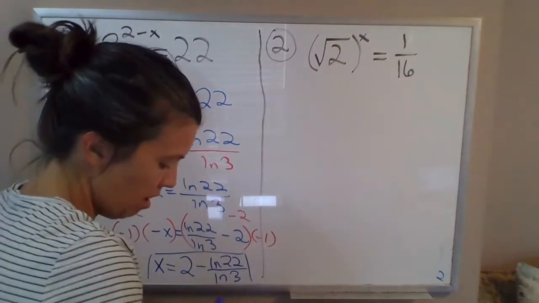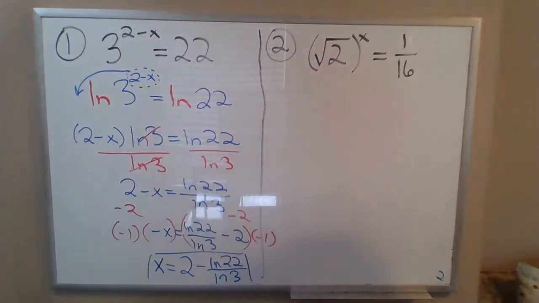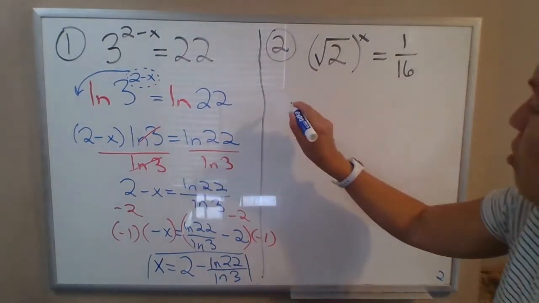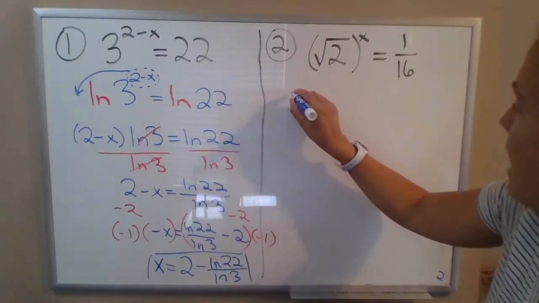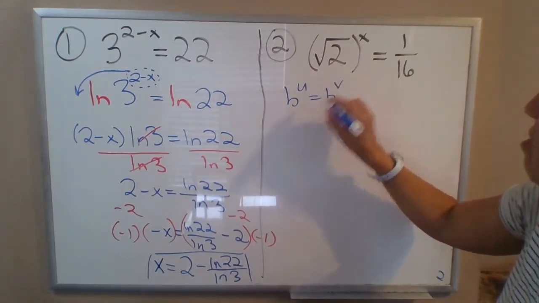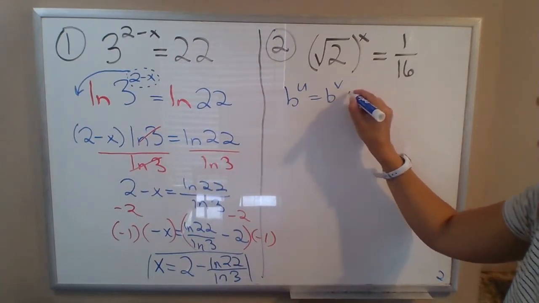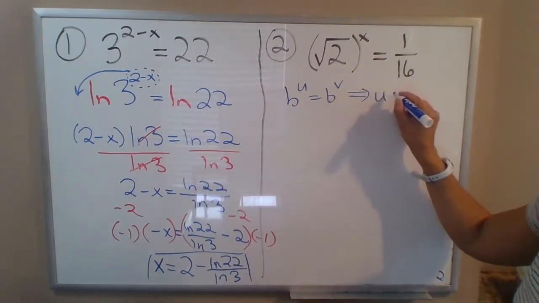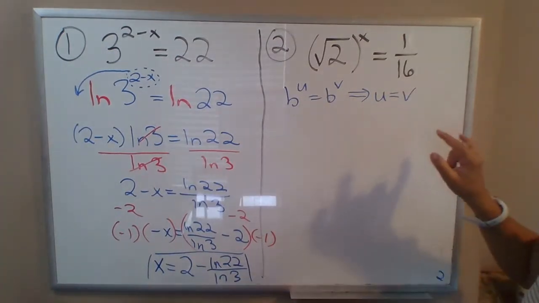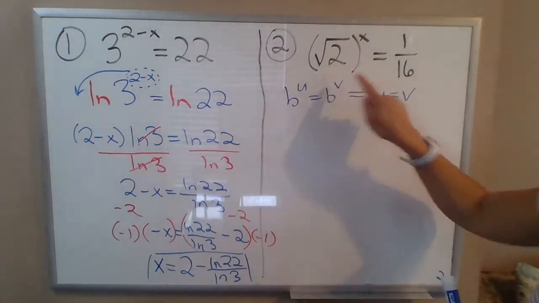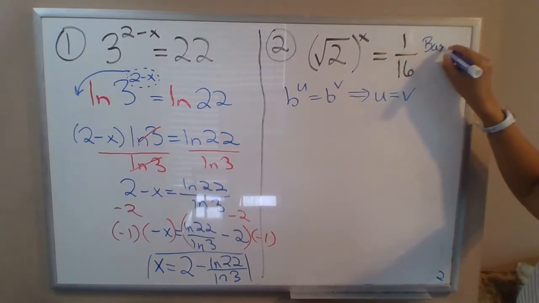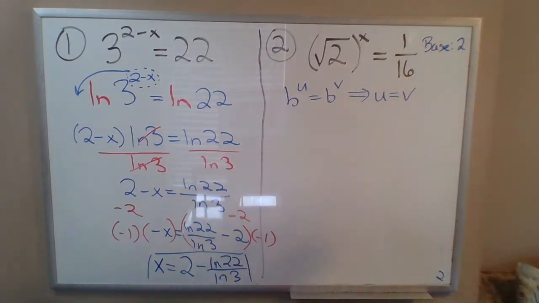I want to move on to this second equation over here. So again, we start out by considering, can I write both sides as a power of the same base? Can I write this equation in the form b to the u equals b to the v? It's got to be a single exponential expression on either side that will allow you then to drop the bases and just let the exponents equal one another. In this case, we can. We can express both sides of this equation in terms of the base 2. That's going to be the most convenient base to work with.